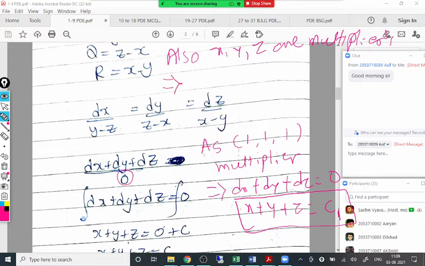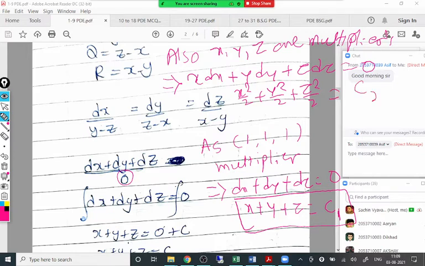So this gives us x dx plus y dy plus z dz should be 0, and we can say x square by 2 plus y square by 2 plus z square by 2 is equal to c2. I will take c2 dash first, and then I take that 2 also on the other side. So x square plus y square plus z square is equal to c2, and that's another solution. Good. So that is about two solutions, and when we have two solutions, we can write the final answer in two different ways.